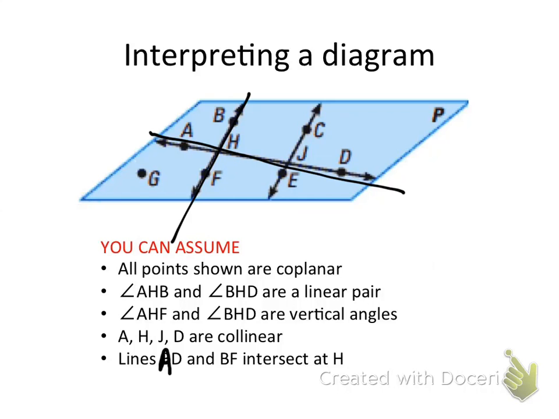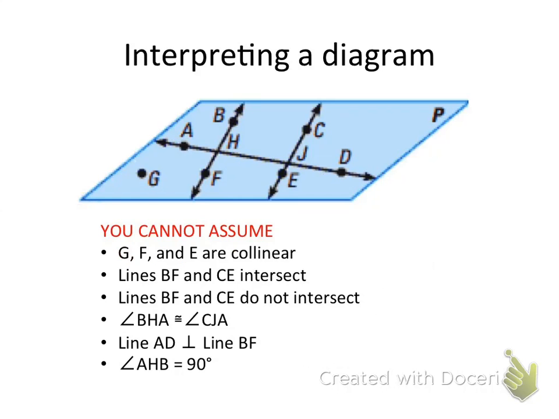Let's talk about things that we cannot interpret from the diagram. There's a difference here. We cannot assume things that are not connected through a line or by a line. For example, G, H, G, F, and E are not collinear. We cannot assume that they are collinear because there is not a line drawn through them. If there was a line drawn through them, like on the previous one with A, H, J, and D, we could assume they're collinear.